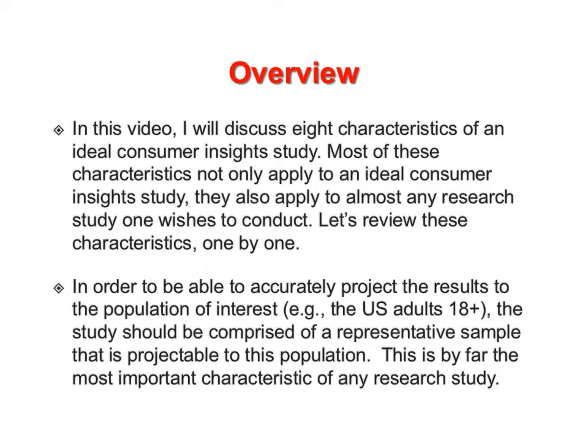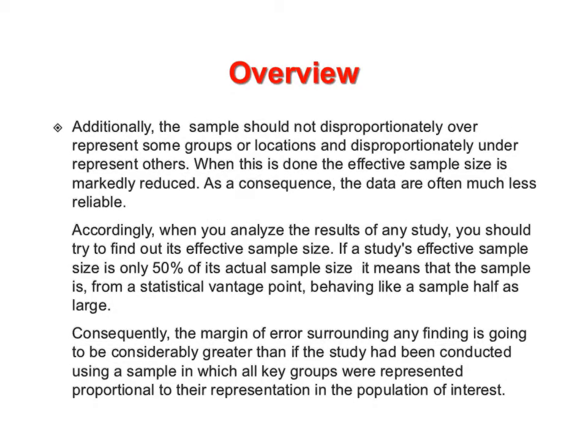In order to be able to accurately project the results to the population of interest, for example, all adults residing in the United States, the study should be comprised of a representative sample that is projectable to this population. This is by far the most important characteristic of any research study. Additionally, the sample should not disproportionately overrepresent some groups or locations and disproportionately underrepresent others.